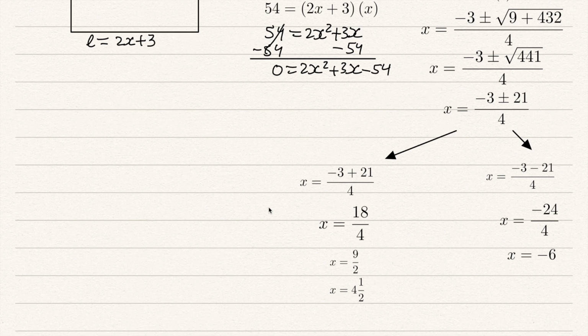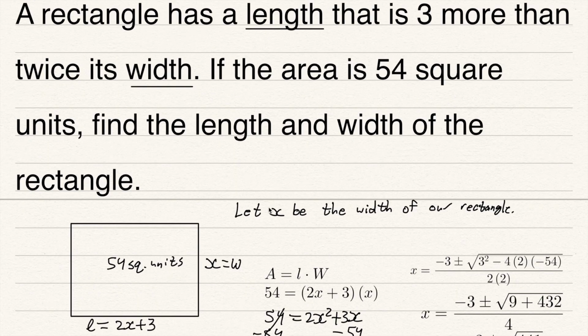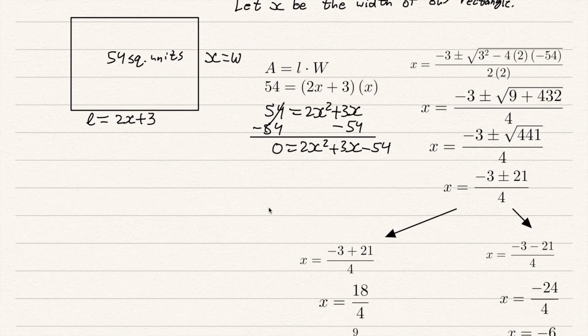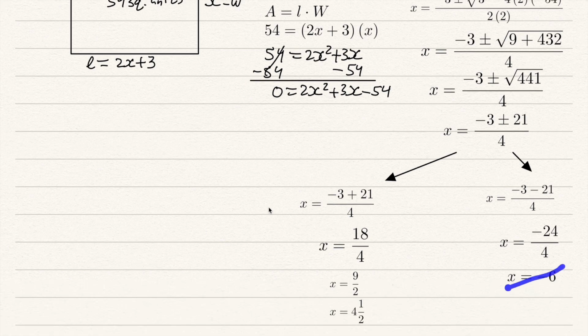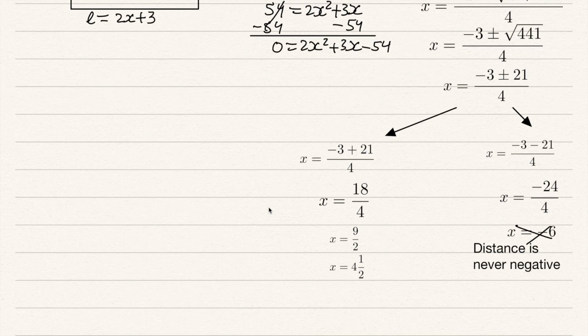And we find that our possible answers are 4.5 units or negative 6 units. Here we need to stop and make an interpretation. X is a width, and we know that, so we mark that right here. Let x be the width of our rectangle. Since width is length, it cannot be negative. So we're going to reject this. Distance is never negative. So our answer must be 4.5.